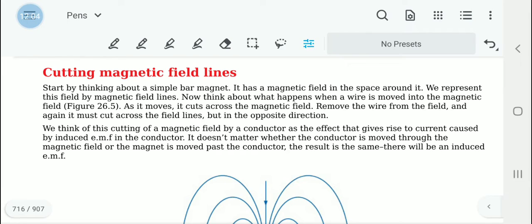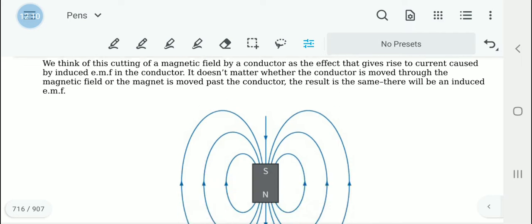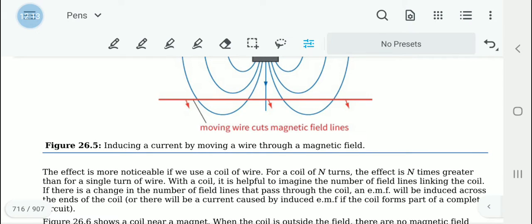The only condition is that the field lines need to be cut when going across. So when you are making a motor or a generator, if moving the magnet is easier, then you can move the magnet. If moving the wire is easier, you can move the wire. Whatever it is, you have to make sure that the wire is cut by the magnetic field, or rather the magnetic field is cut by the wire.